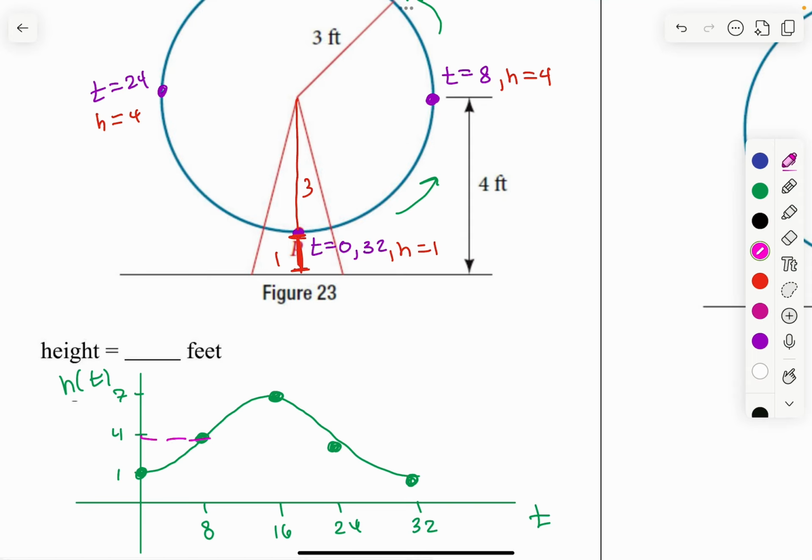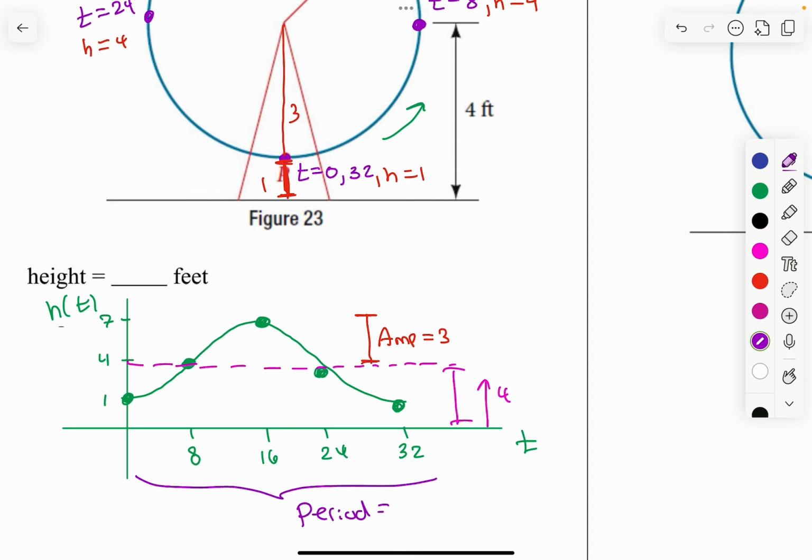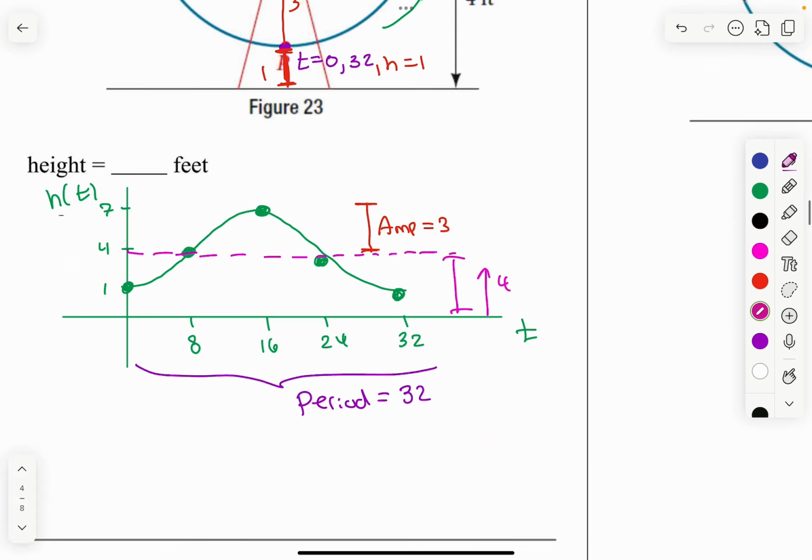So we find key things like the midline. The midline is clearly 4. Okay, that's a distance of 4. A couple of other things, we know the amplitude. The amplitude is clearly 3. The period is 32. All of that info can help us write a model.